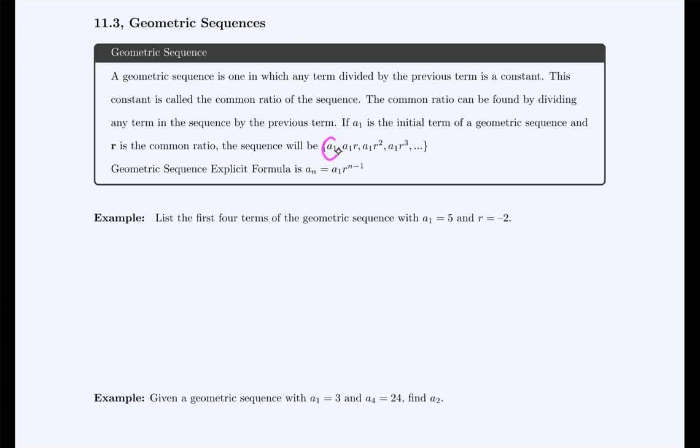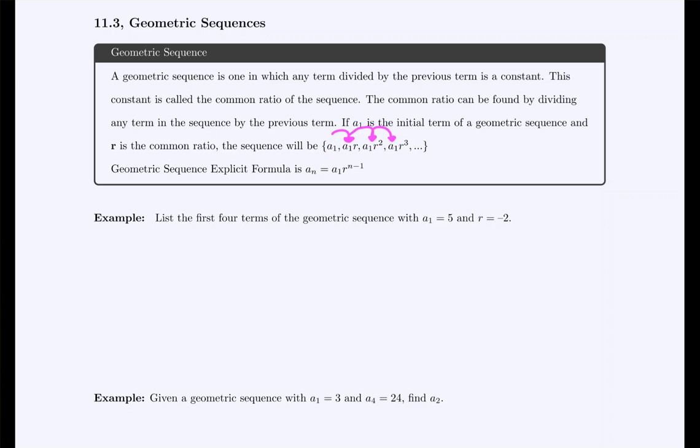So I would start at my first term, and then to get to the next term, I would just take the first term times my common multiple, which is called the common ratio r. To get to the next term, I'd multiply by r again, so it's equivalent to a1 times r squared. To get to the next term, I multiply by r again, which is equivalent to a1 times r cubed.